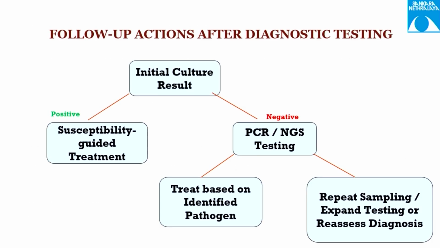So, follow-up action after the diagnostic testing. If the initial culture results are positive, then we go about sensitivity and accordingly guided treatment. If the cultures are negative, we can go for PCR or next generation sequencing and treat based on the identified pathogen. If that is also negative, if nothing is growing in culture and there are no results from PCR, consider repeat sampling, expand the testing, and or reassess the diagnosis.